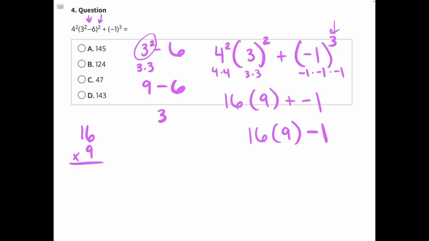If you like multiplying this way, 9 times 6 will give you 54. 9 times 1 plus 5 would give us 14. So we have 144. The other way you could have done that is you could have split up 16.